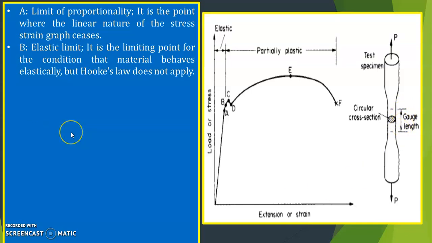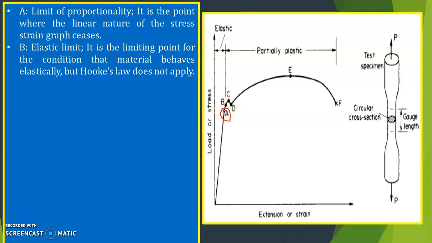Now let's explain the different terms. The first point, point A, is called the limit of proportionality. What is the limit of proportionality? It is the point where the linear nature of the stress strain graph ceases. You can see here this is a straight line. Once after this point, it takes the shape of a curve, it bends.